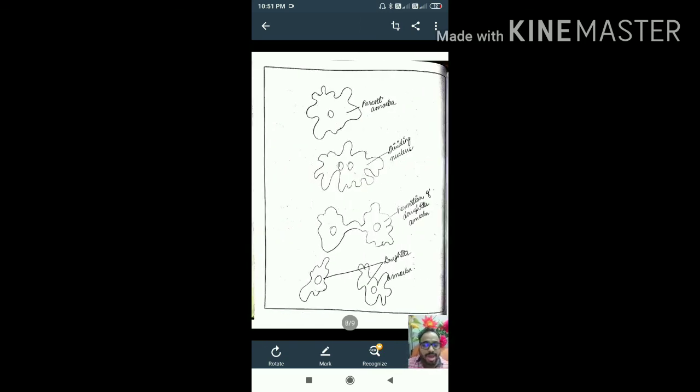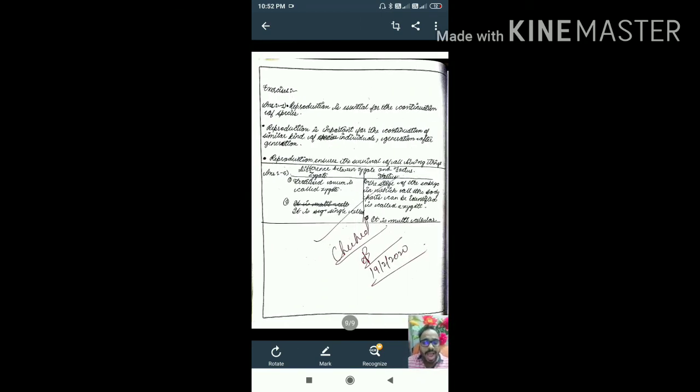So this is actually binary fission. Fission means splitting into two. We have the parent amoeba, then the amoeba divides into two nuclei, then we get the formation of daughter amoeba. And this is the difference between zygote and fetus. The fertilized ovum is called the zygote, but when the embryo develops and all the organs can be identified, it is called a fetus. Zygote is a single cell and fetus is multicellular.